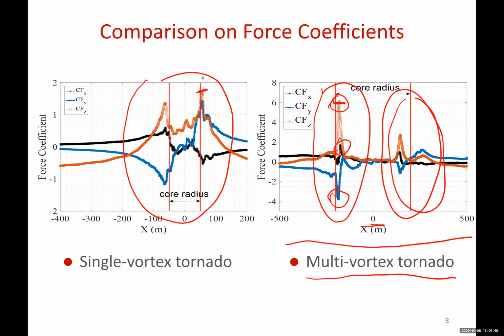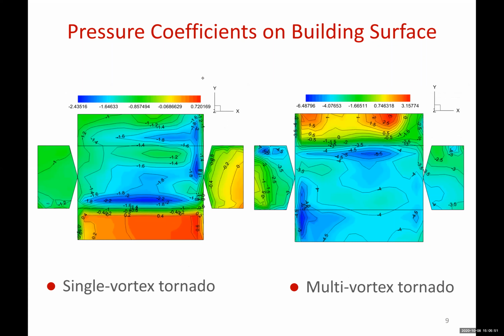Now let's look at the pressure coefficients on building surface. In the multi-vortex tornado, the peak positive pressure and peak negative pressure are about 4 times and 2.5 times greater. All these results show that the multi-vortex tornado produces more unfavorable wind loading.